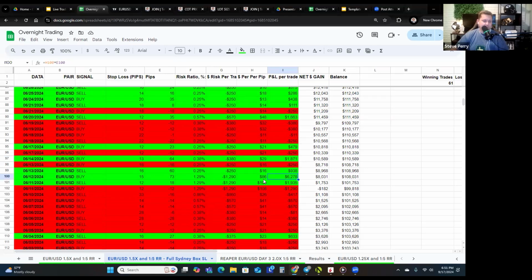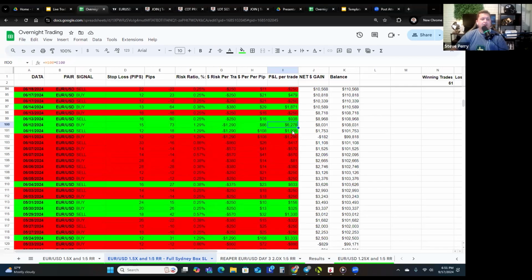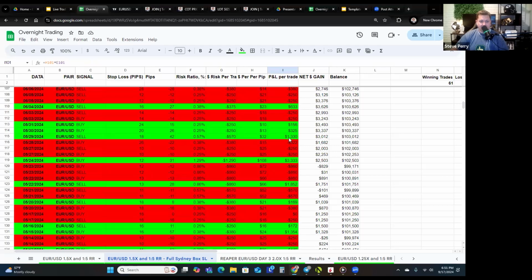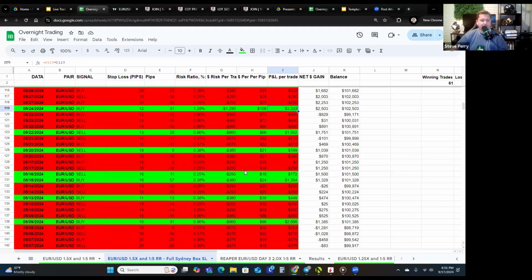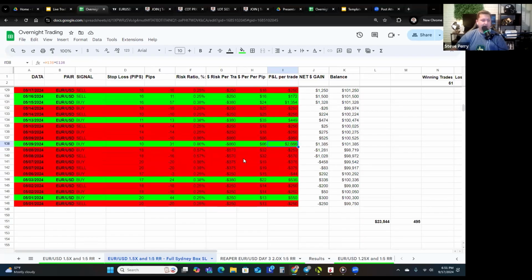$6,000. That might be the biggest win of this entire 4-month series. Big win right here on the day before that, plus $2,000 there. And then right here, yeah, plus 1,300. Here's a plus 1,800. Here's a plus 3,000. Here's a plus 1,300, plus nearly 3,000 there on May 9th.